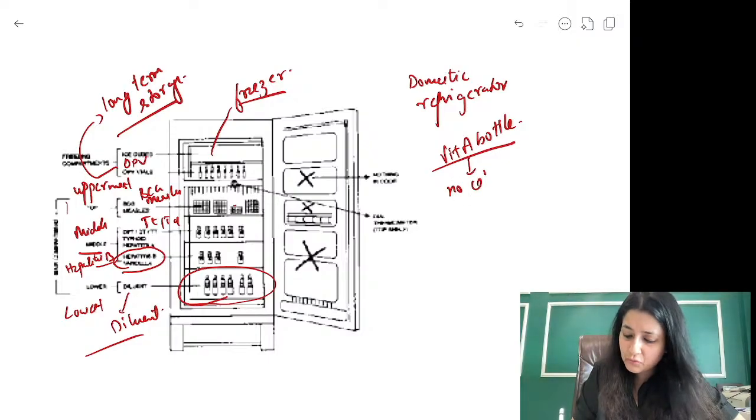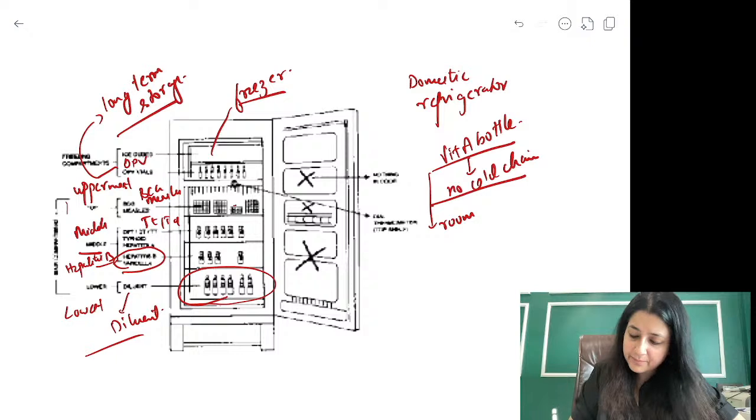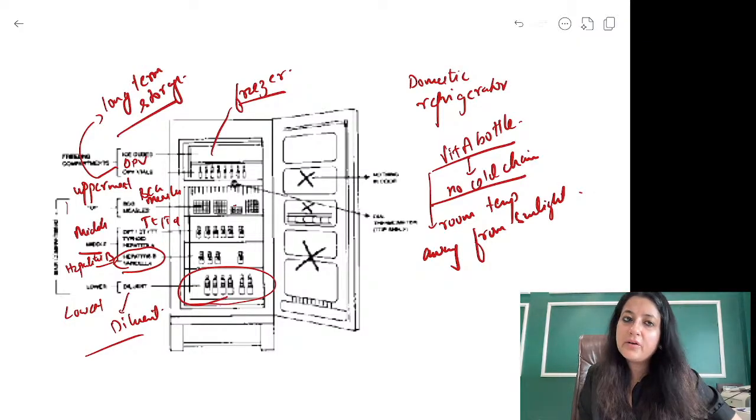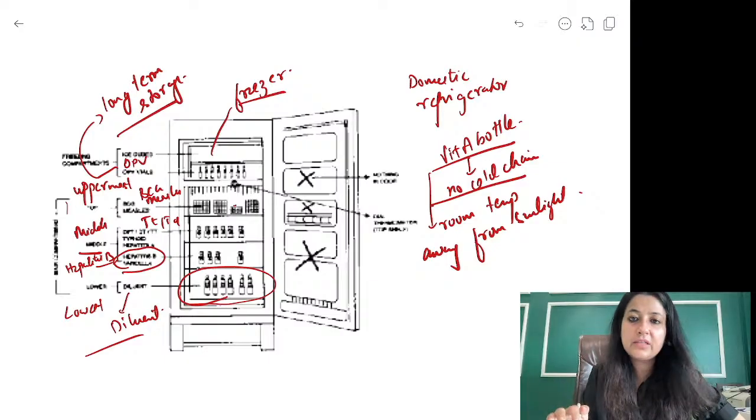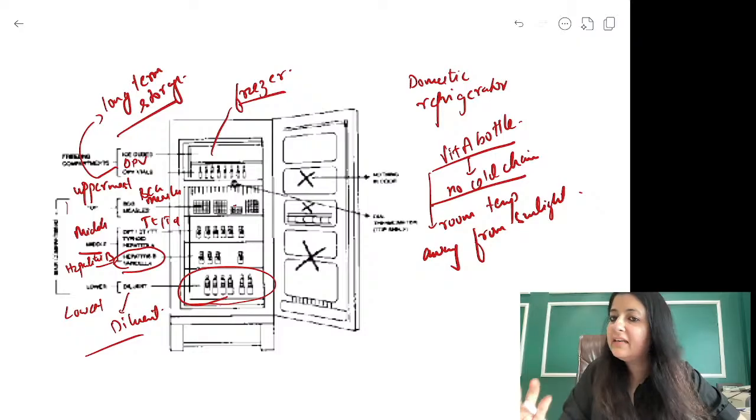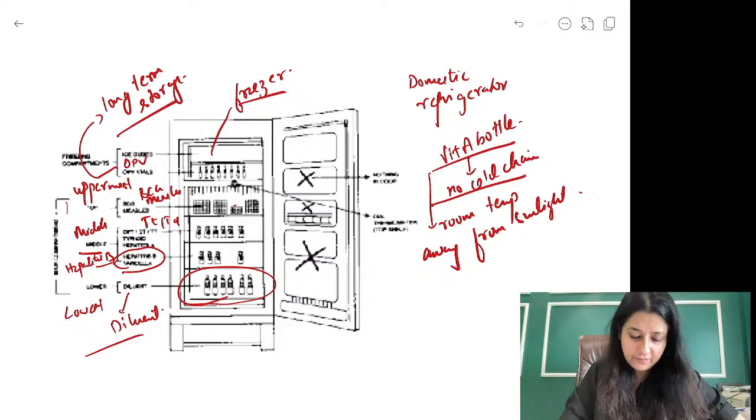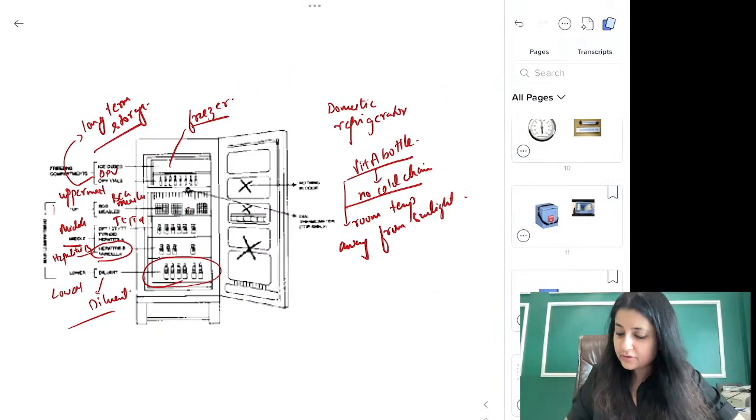Vitamin A bottle, no cold chain. You don't need cold chain. It can be kept at room temperature, away from direct sunlight. Got it? So that's the placement of vaccines in a domestic refrigerator. Yellow fever vaccine is not used in India, so we don't need to keep it, although it needs freezing temperatures for storage. Got it? Let's go to the next question, everybody.